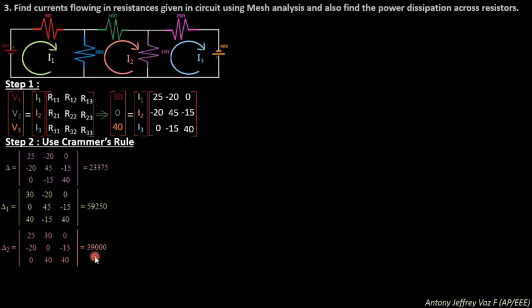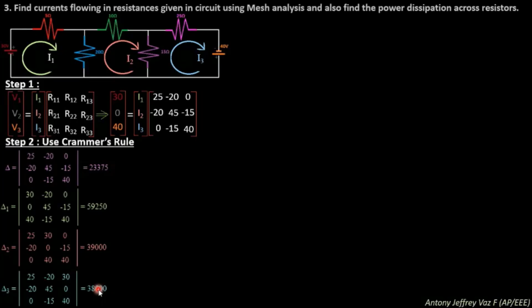Next you need to find the determinant of delta 3, which is nothing but remove the third column 0, minus 15, 40 and substitute 30, 0 and 40. So what you get here is 25, minus 20, 30, minus 20, 45, 0 and 0, minus 15, 40. So find the determinant of delta 3, which is nothing but 38,000.